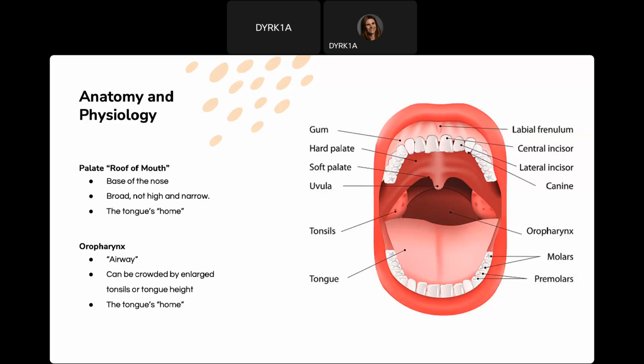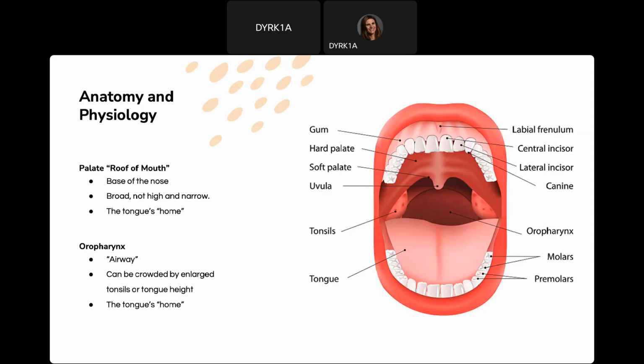We can also, so the oropharynx is the opening of the airway. This can be crowded by enlarged tonsils or a tongue height that sits higher in the mouth. A very simple way to look at the oropharynx is to tell your kid, say ah, and shine a flashlight in there. You should be able to visualize the tonsils, the uvula, and the open airway. If the tongue is sitting higher in the mouth and you can't visualize that, that's a clue that there might be some airway restriction, might be harder to breathe.